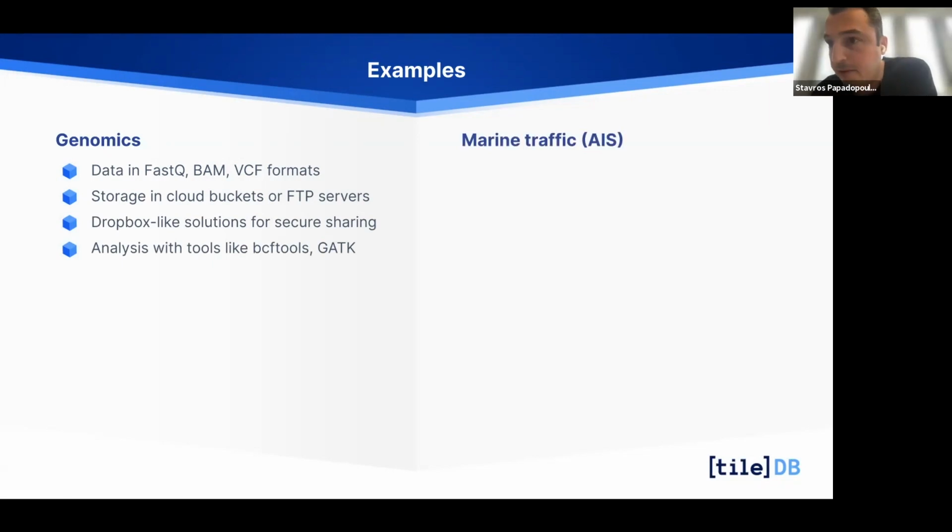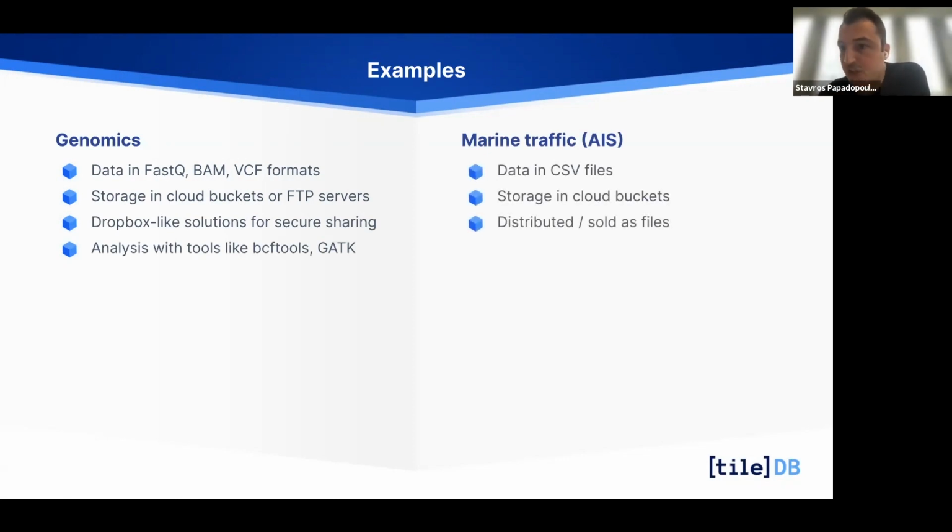Another application is marine traffic, so AIS data, ship locations on the map. The data is in CSV files, stored in cloud buckets, distributed and sold. This data can be sold as files. So you see the correlation, kind of. And the analysis and visualization is done with domain-specific tools like GIS.